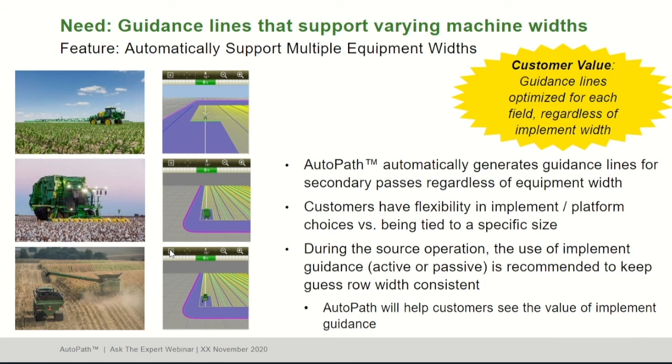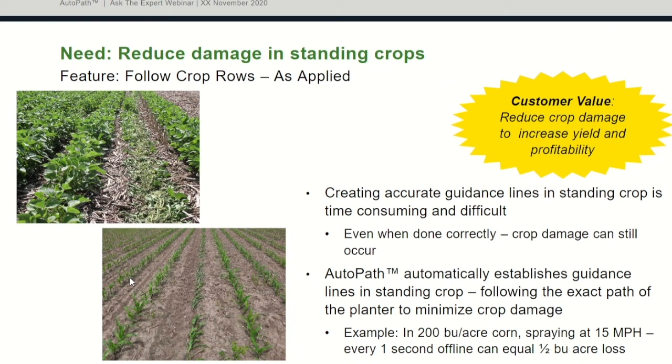Another need, guidance lines that support varying machine lists. So AutoPath automatically generates guidance lines for secondary passes regardless of implement width. Customers have flexibility in implement platform choices versus being tied to a specific size. During source operation, the use of implement guidance, active or passive, is recommended to keep guess rows, their width, consistent.